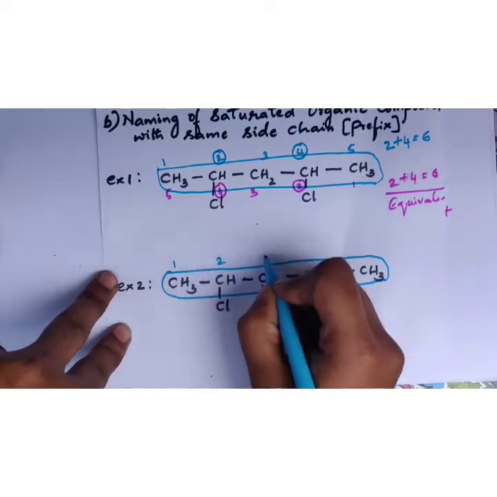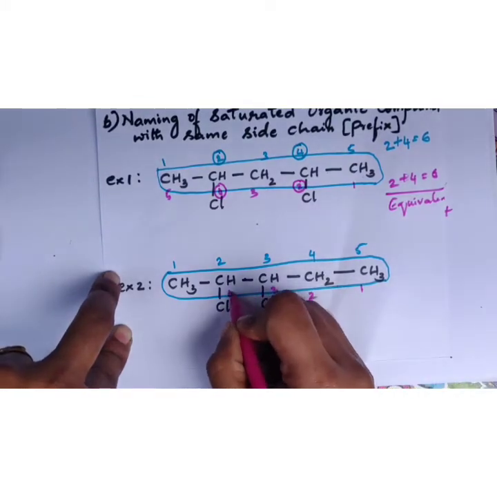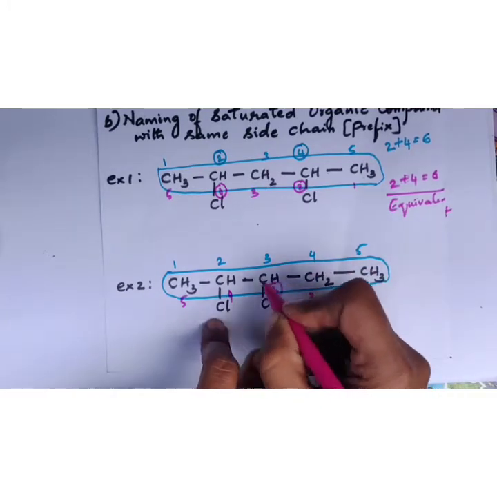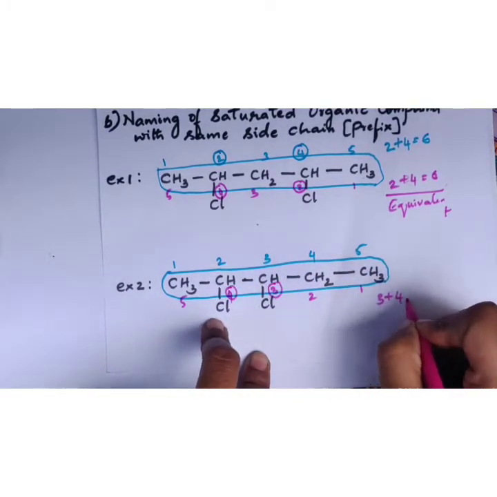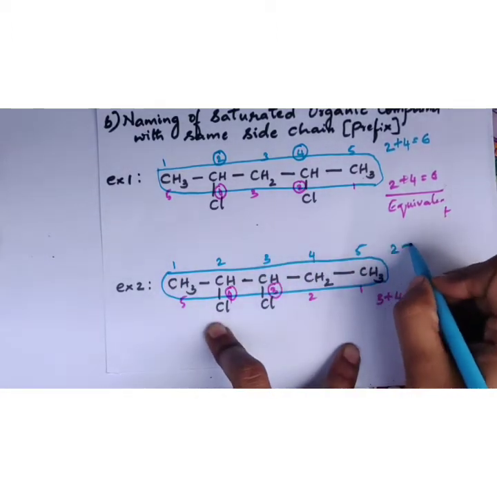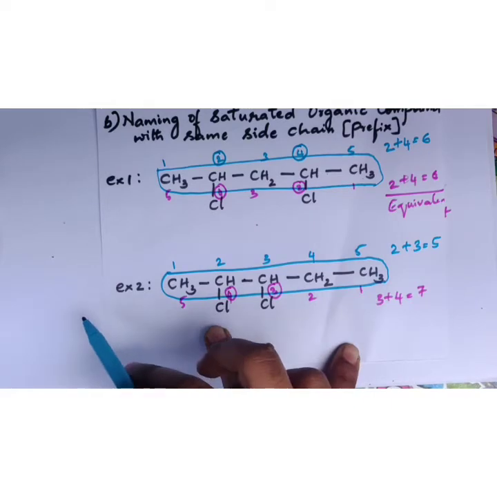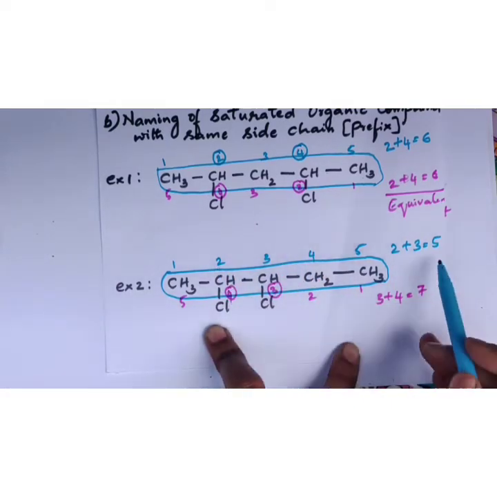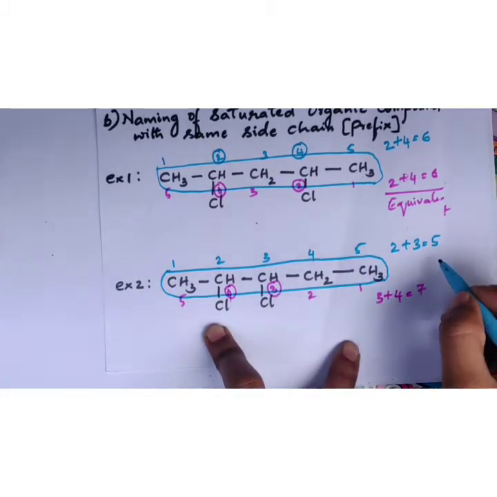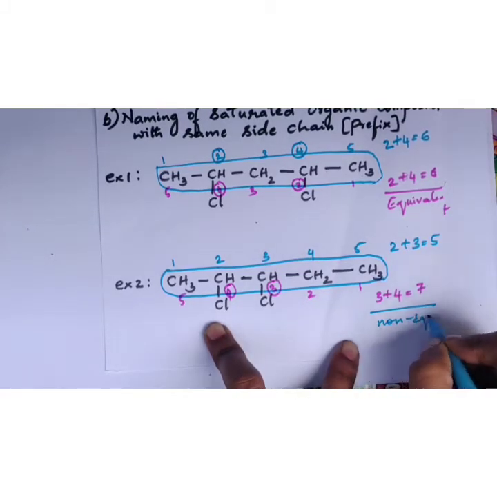I'm going to number it from the left side. So 1, 2, 3, 4, 5, and here 1, 2, 3, 4 and 5. Let me take the total of this side, that is, right. So it is 3 plus 4, so it is 7. And if I go from this side, here it is 2 plus 3, so it is 5. Now look into the total. When you number it from the left side, the total of the locants, 2 plus 3, is 5. When you number it from the right side, the total is 3 plus 4, so it is 7. The total is not the same. That means here it is non-equivalent.